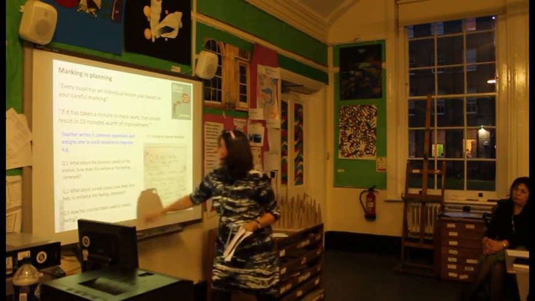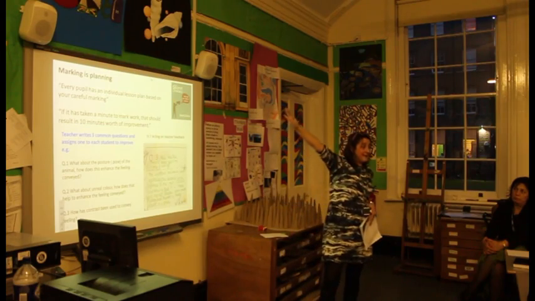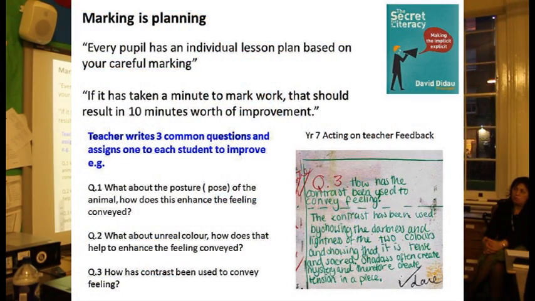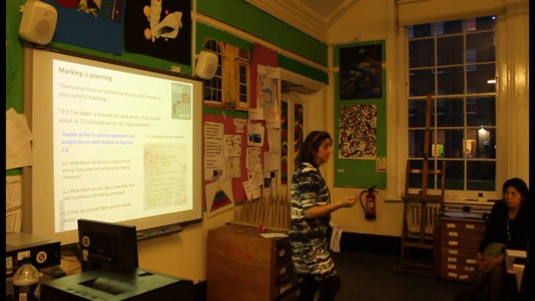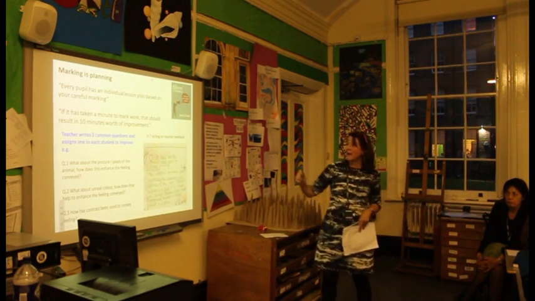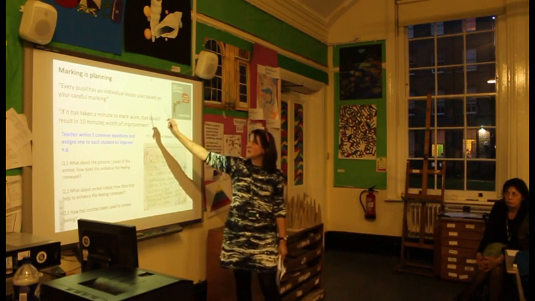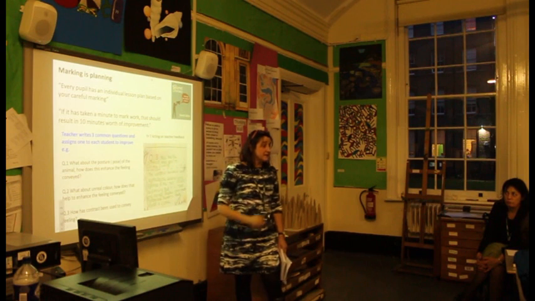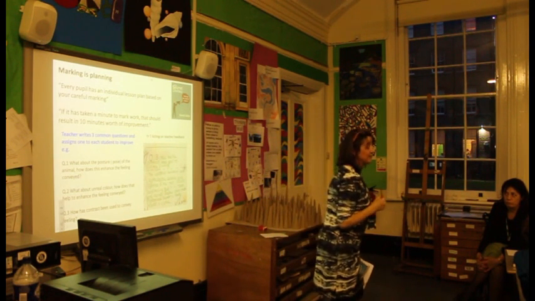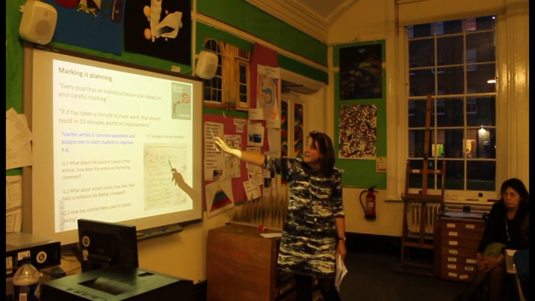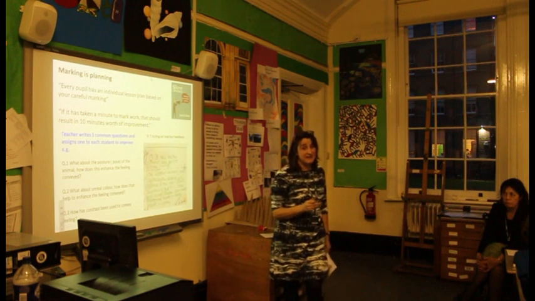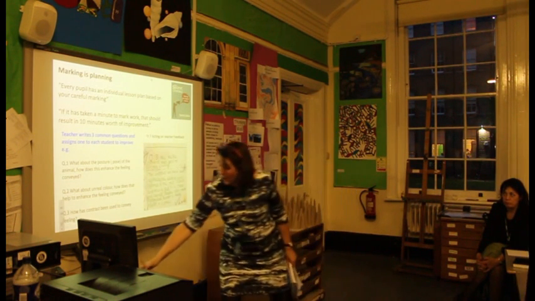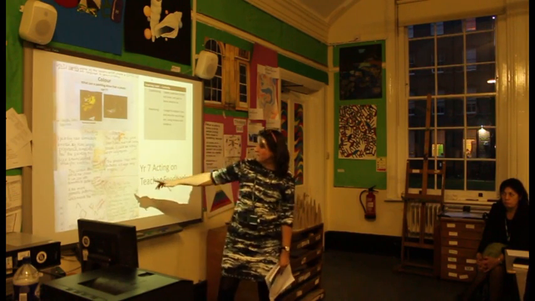So if we go back, he says, your marking is your planning. He said, great, fancy, interactive lessons, they're really good. But actually, every time you mark a set of books, that tells you what you need to be working on with the students next lesson. Your marking is your planning. And every pupil has an individual lesson plan based on your careful marking. So you're differentiating it by giving them a specific question that you want them to answer. If it's taken a minute to mark work, that should result in 10 minutes worth of improvement, and I really believe in that now.